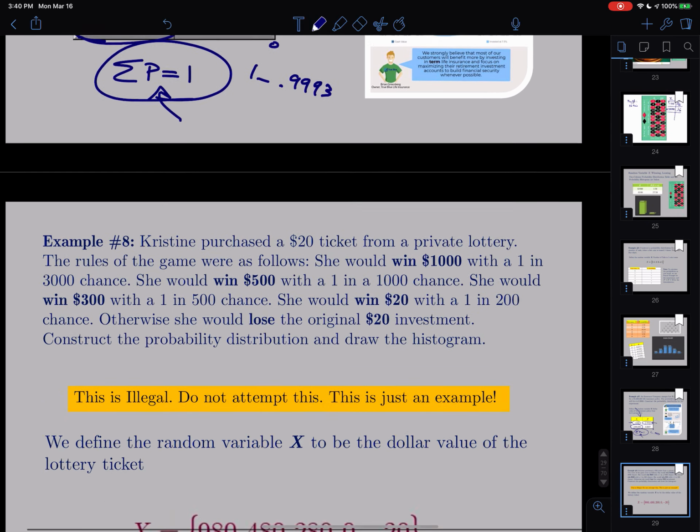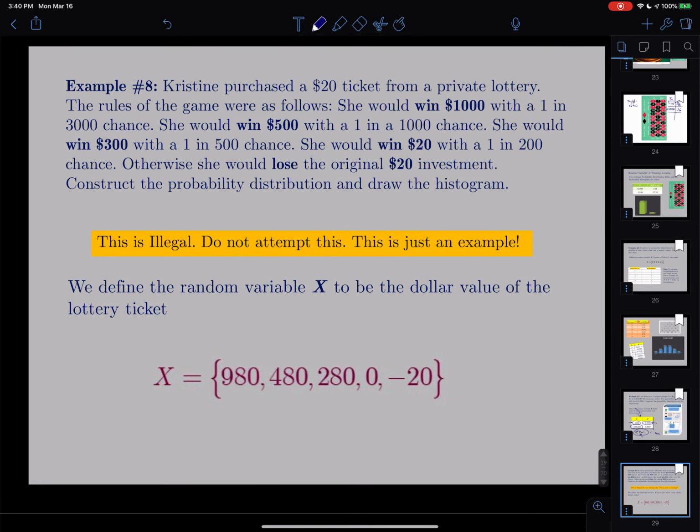Let's move on. Here's our last example. It's a lottery ticket example. So you buy a lottery ticket for $20, and you win $1,000, $500, $300, or $20, or you lose the initial investment. And here I've written the outcomes as 980, 480, 280, 0, and -20. Because if you win $1,000, but you paid $20 to buy the ticket, your net winning is $980. So therefore, I subtracted $20 from each outcome. And obviously, it's possible for you not to win anything, and that's just -$20.